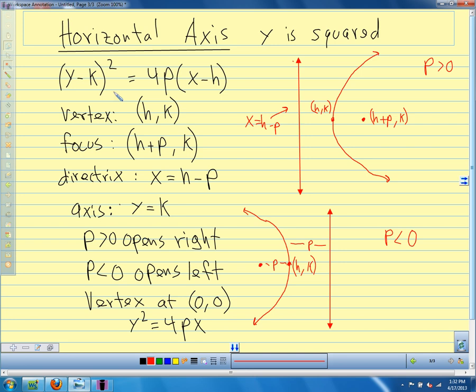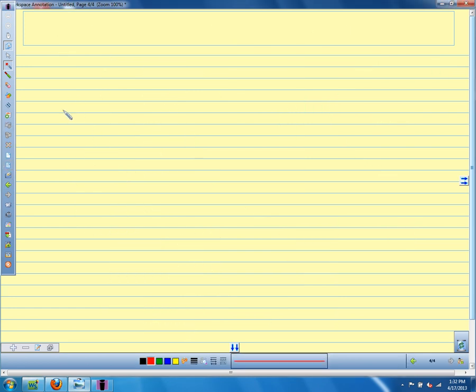All right. So we're going to go through 4 examples that I want to work through using this idea of the focus, the directrix, and the standard form for our equation. So our first example, we want to find the vertex, focus, and directrix.